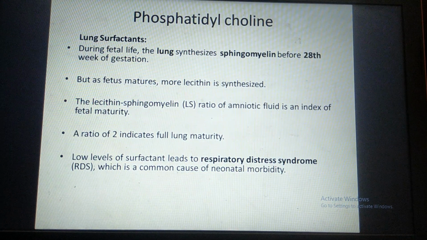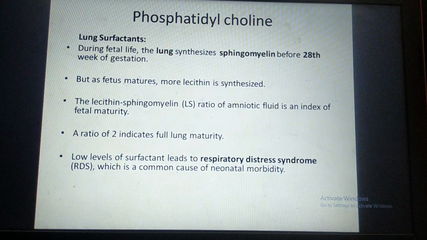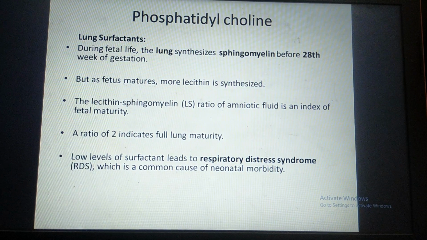Here you should know that the surfactant phosphatidyl choline is synthesized by the lung tissue after 28 weeks of gestation. Before 28 weeks, the lung will synthesize sphingomyelin, which does not have any effect in lowering the surface tension of the lungs. But after 28 weeks of gestation, slowly the synthesis of sphingomyelin decreases and synthesis of dipalmitoyl lecithin increases, which indicates the maturity of the lung tissues.